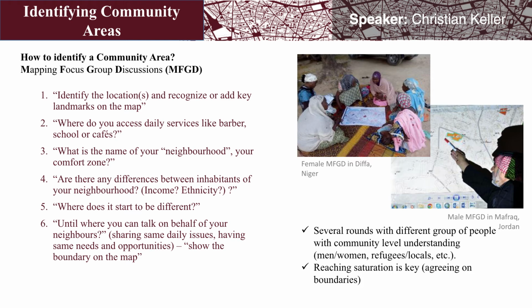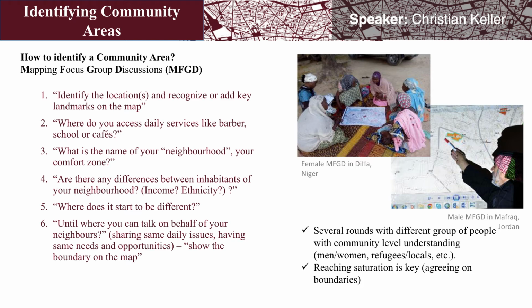A small anecdote: during our first pilots in Jordan, our first MFGD rounds, we naively just introduced the question, what is your community area, or where does your community live? And knowing that the word community can have many different scales in Arabic and can very well, for example, refer to the community of fellow Muslims, one MFGD participant replied that his community area reaches from Istanbul to Mecca.